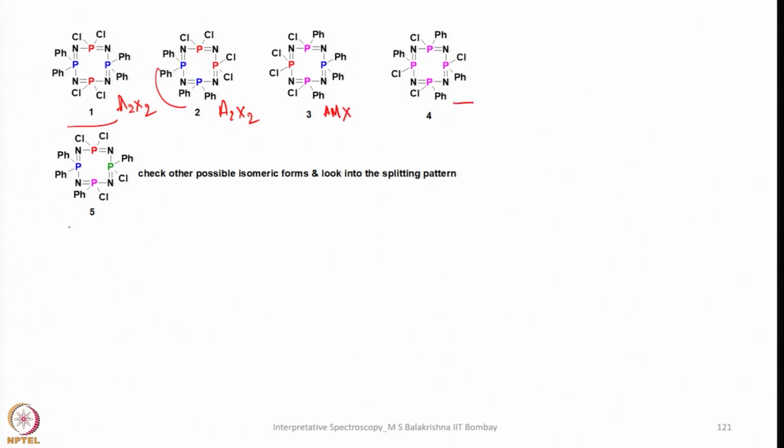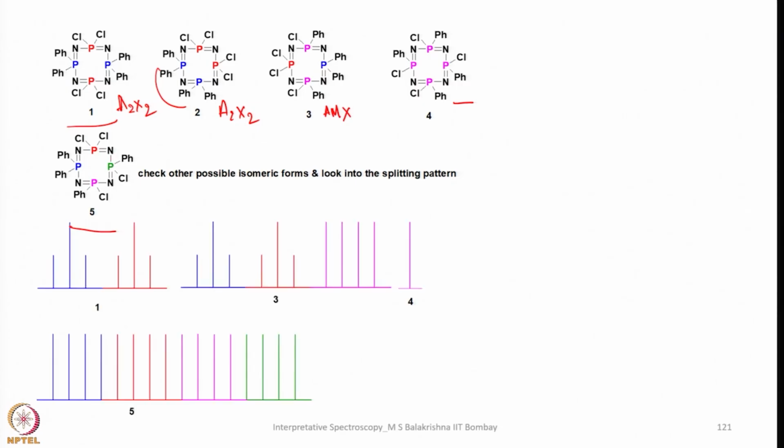And then there is one more possibility. Here we also have four different types of phosphorus atoms, 1, 2, 3, 4, and each one is of course having 1, 2, 3, 4 couplings. How they are going to look, we can look into it. So, the first one I have shown here.